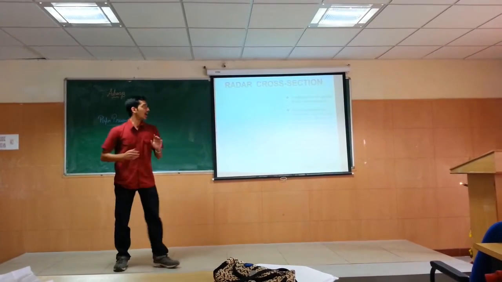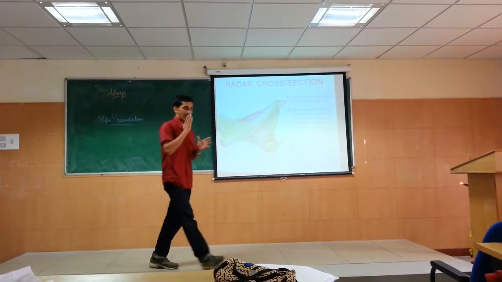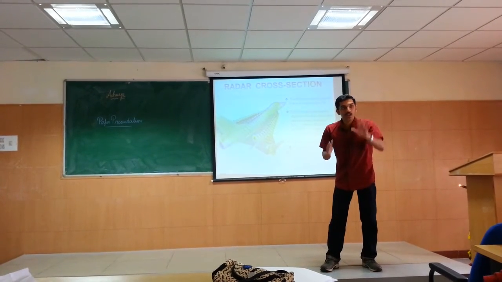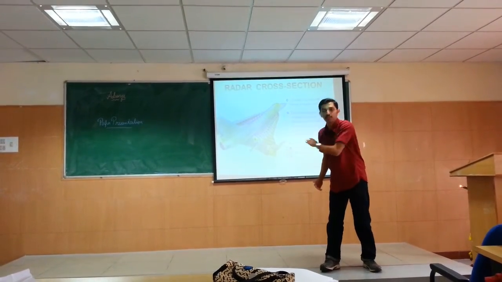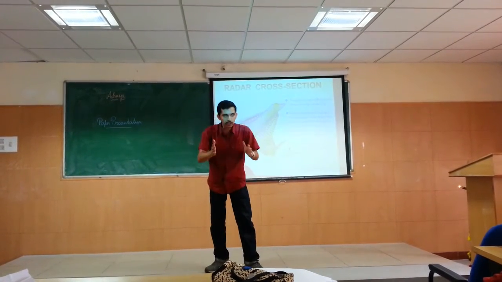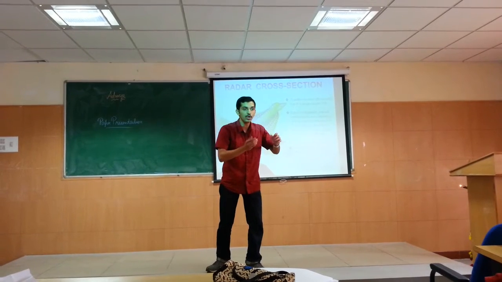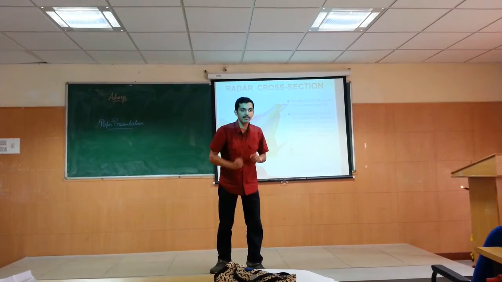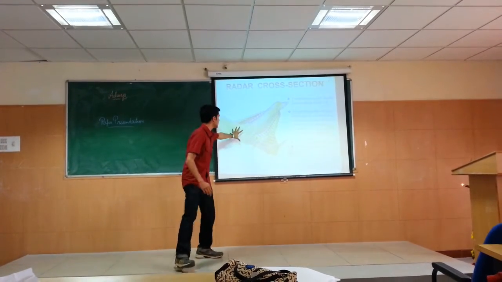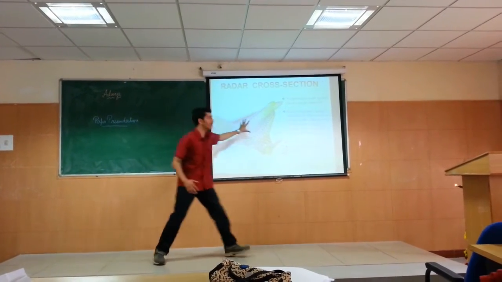Now, let me tell you something about radar cross-section. Radar cross-section is the amount of surface area on the aircraft which can reflect the radio waves back to the station. So now, if you manage to reduce the radar cross-section to a very less extent, that means very little amount of radio waves are being reflected back. So this illustrates the radar cross-section of an aircraft.